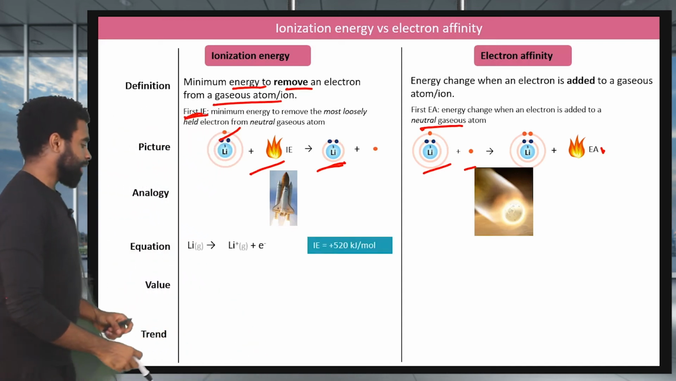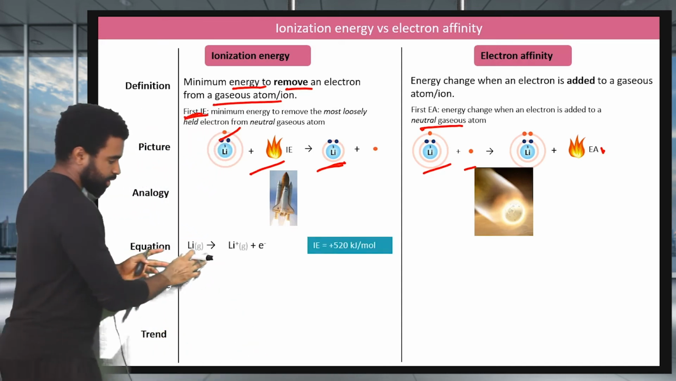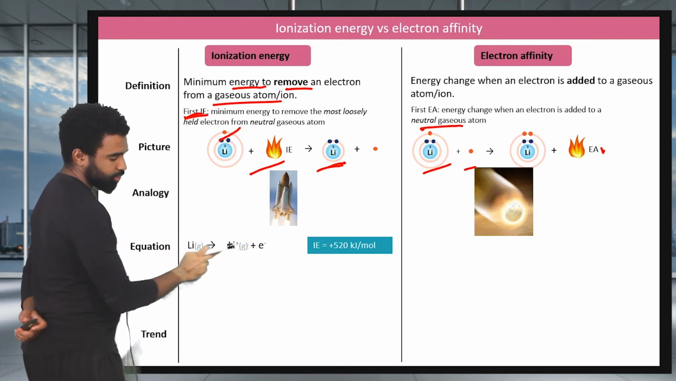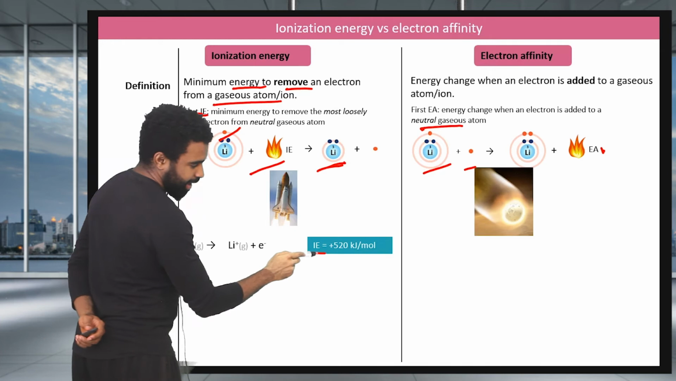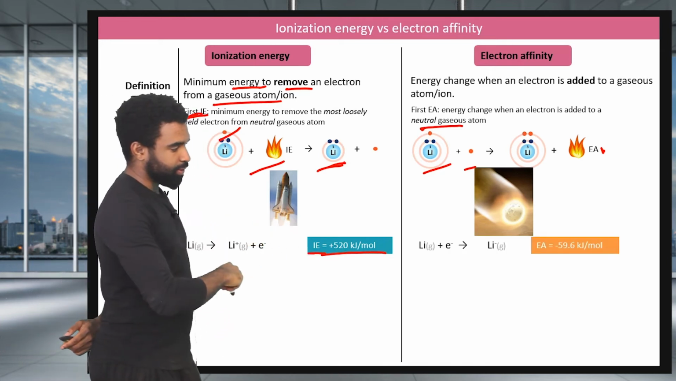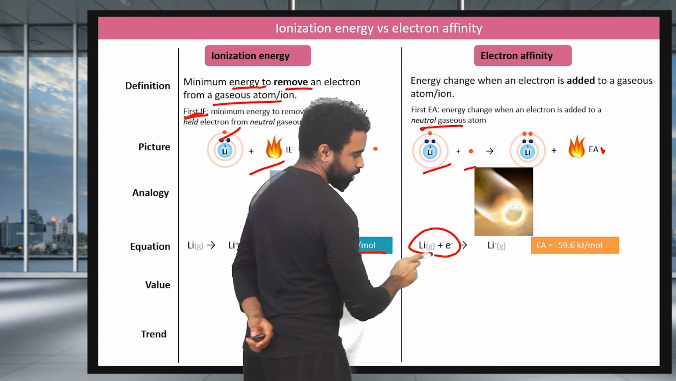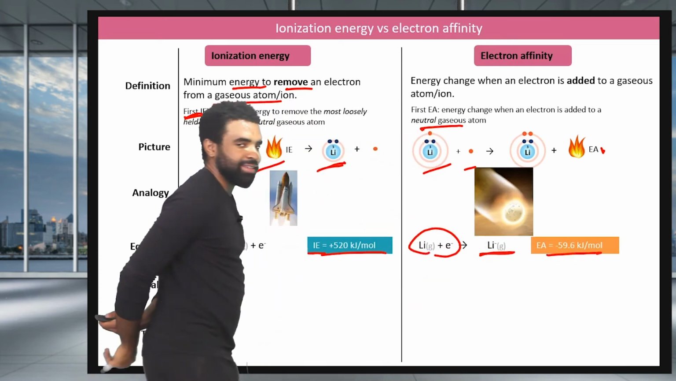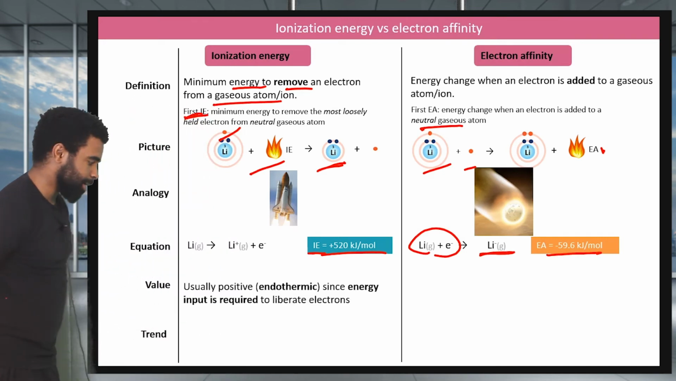Okay, what are the equations? Here we have a neutral gaseous atom losing an electron to form a cation, and the ionization energy is that value there. For the electron affinity, we gain an electron to form an anion, a negatively charged ion, and that is the electron affinity value there.